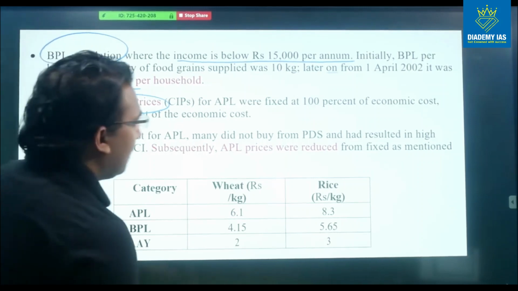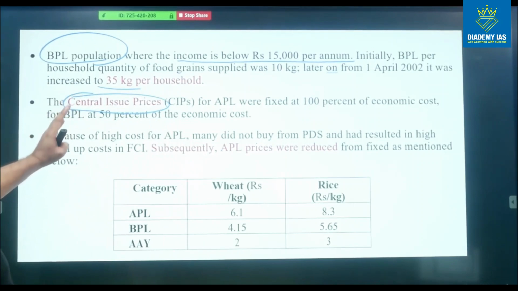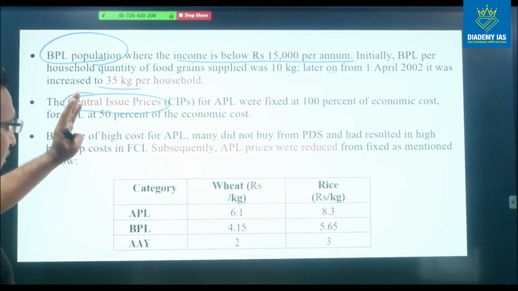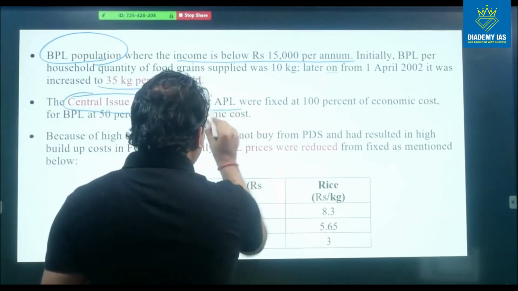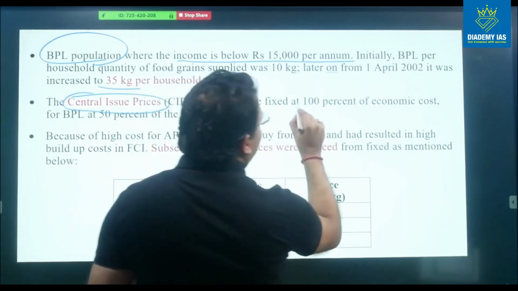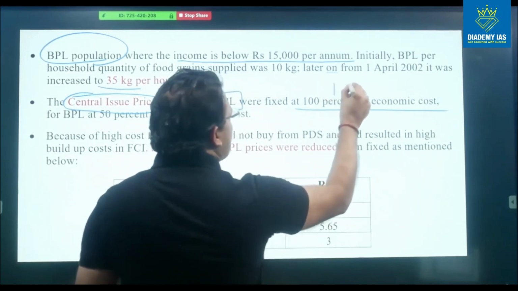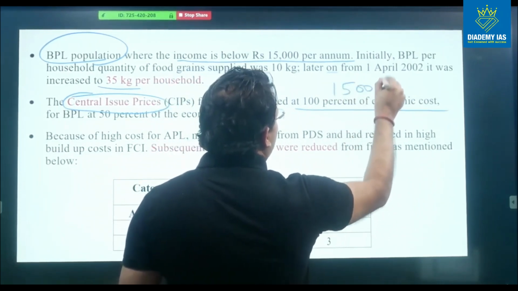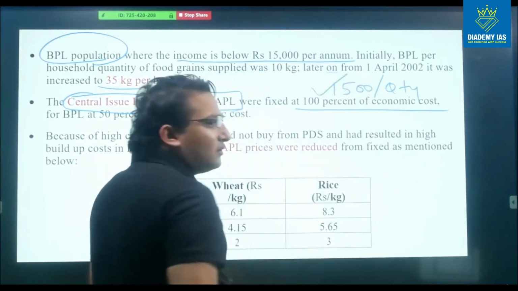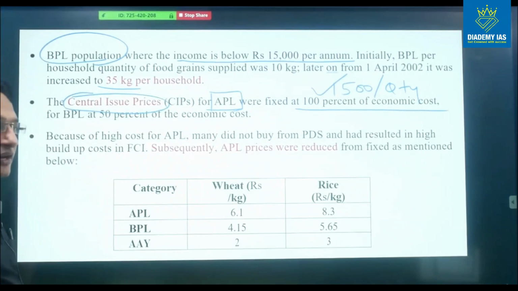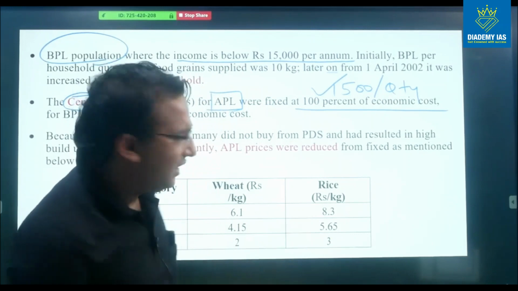So it means the central government gave these food grains to the state. If these food grains were to be distributed to the APL, then the charge was 100% of economic cost. So in our example, economic cost was 1500 per quintal. So the government will charge 1500 per quintal. It means the central government will not give any subsidy. No subsidy is being given. Only and only the economic cost of food grain is being charged, right?